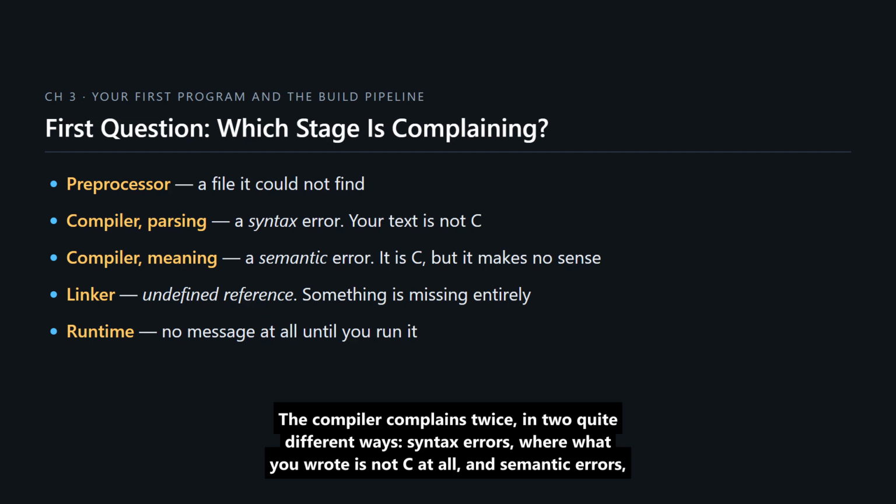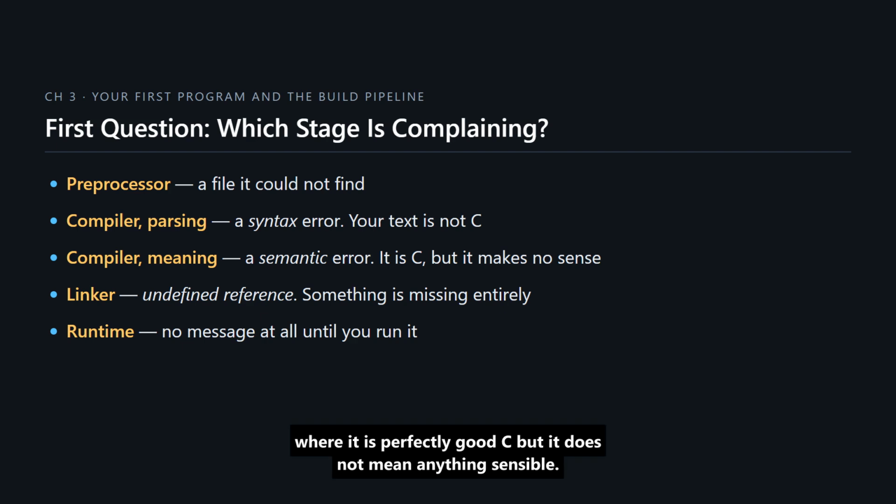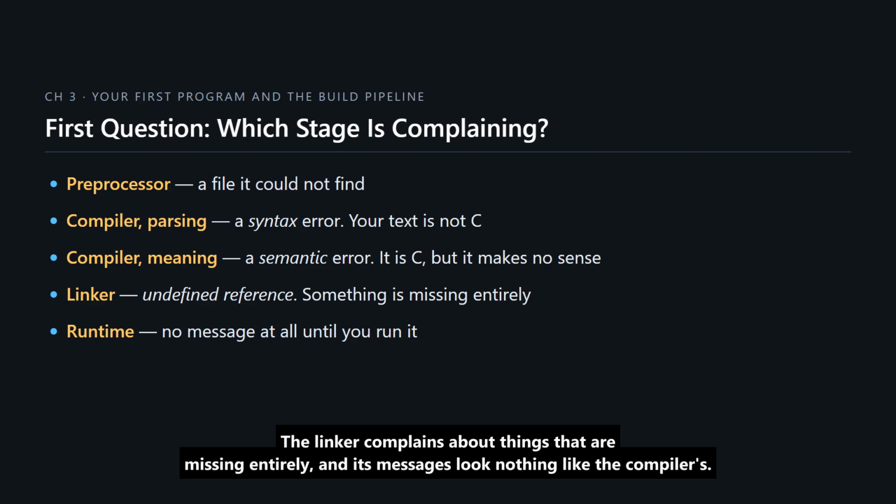The compiler complains twice, in 2 quite different ways: syntax errors, where what you wrote is not C at all, and semantic errors, where it is perfectly good C but it does not mean anything sensible. The linker complains about things that are missing entirely, and its messages look nothing like the compiler's.